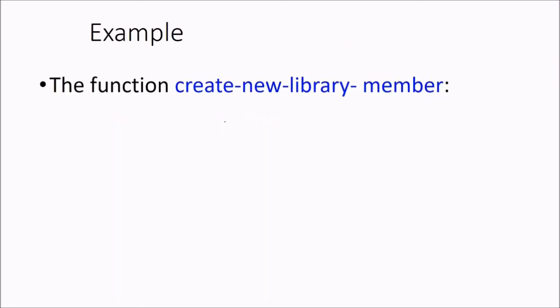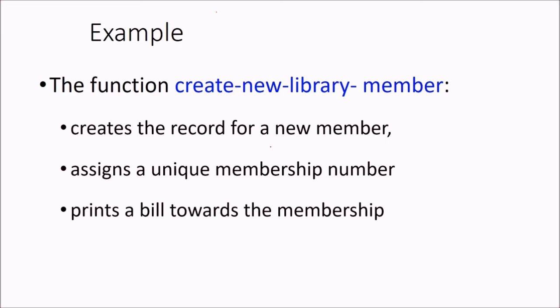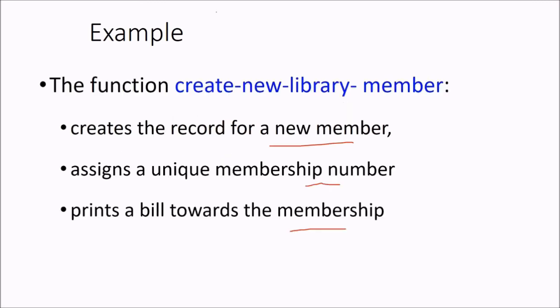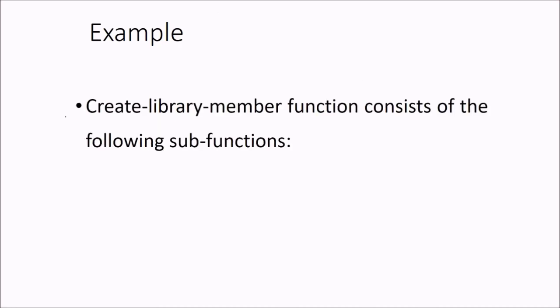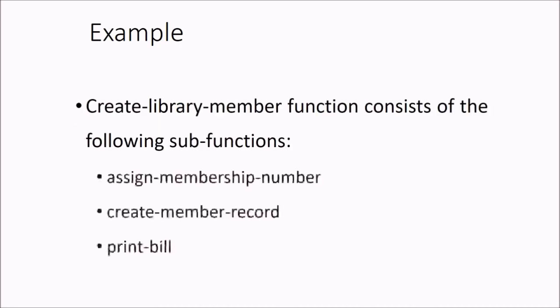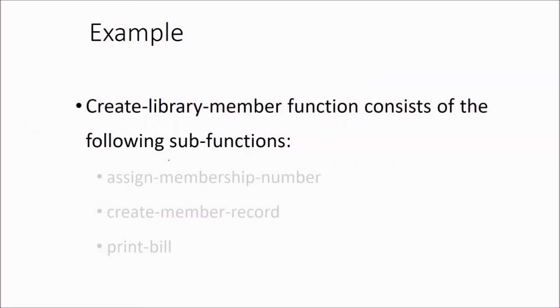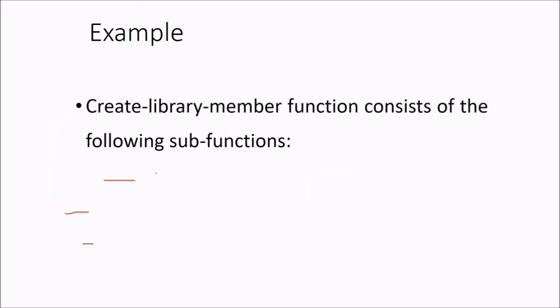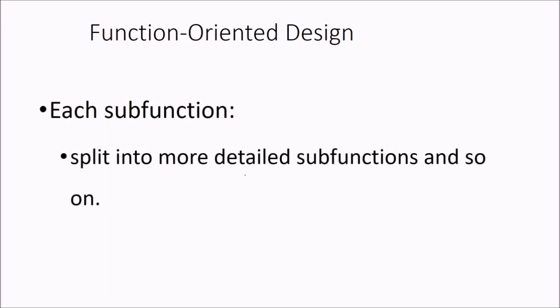For example, let us take a function called create new library member. What it does is create the record for a new member, assign a unique membership number and print a bill towards the membership. This create new library member function has some sub functions. First is to assign a unique membership number, then create membership record and print bill, because it is actually doing these three tasks. So we have three sub functions. And each of these sub functions is split into more detailed sub functions and so on and so forth, till the function organization is good and we find good cohesiveness.